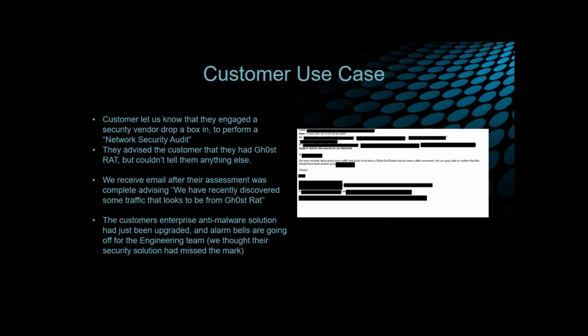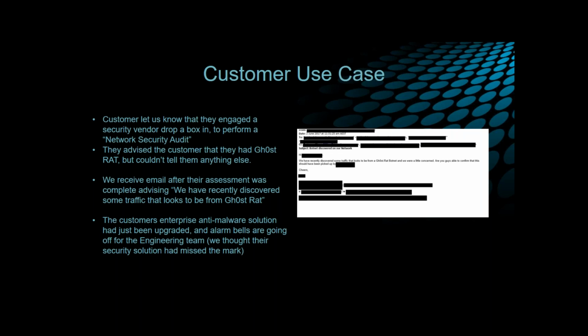So the customer let us know that they engaged a security vendor to drop a box in to perform a network security audit. These are very common. These happen all the time, where vendors will give you a security appliance for free to test it out and see if it can provide any value. At the end of that assessment, at the end of that network security audit, after about a month, they advised the customer that they had GhostRat, but there was no further information. All they could say was that you've got GhostRat on your network somewhere. That's when the customer emailed content security and said, we think we've got GhostRat.